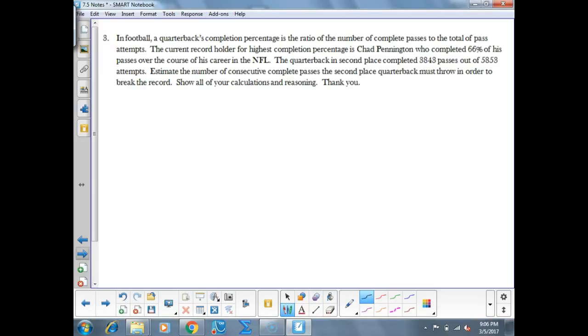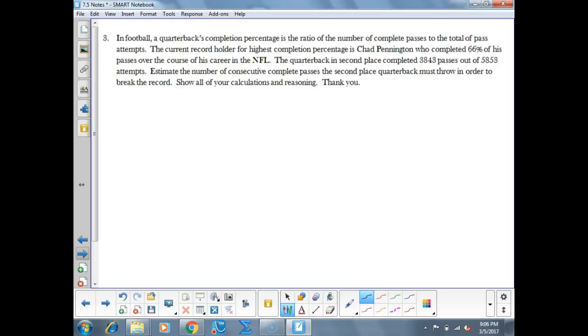Okay? In football, a quarterback's completion percentage is the ratio of the number of complete passes to the total pass attempts that he has. Okay? Current record holder for highest completion percentage is Chad Pennington, who completed 66% of his passes over the course of his career in the NFL. The quarterback in second place completed 3,843 passes out of 5,853 attempts. Estimate the number of consecutive complete passes the second place quarterback must throw in order to break the record.